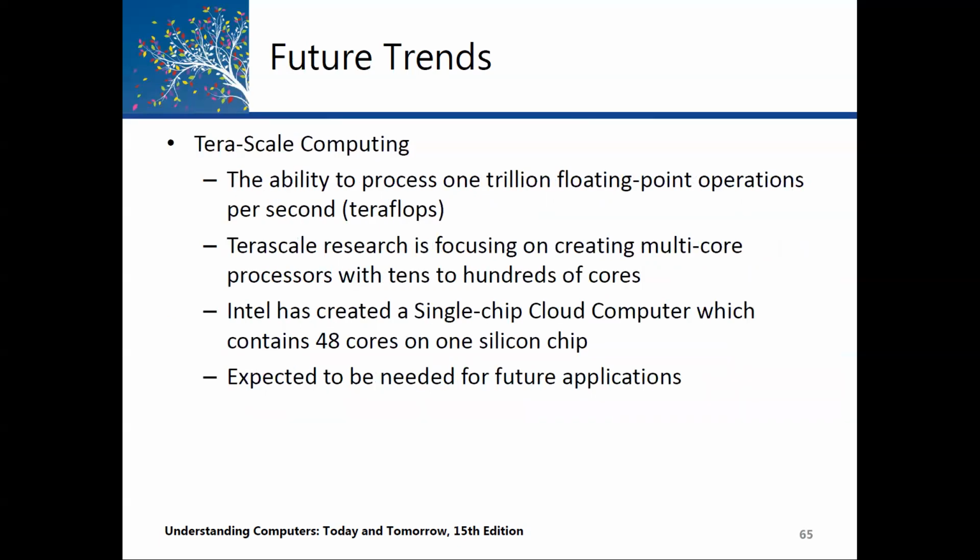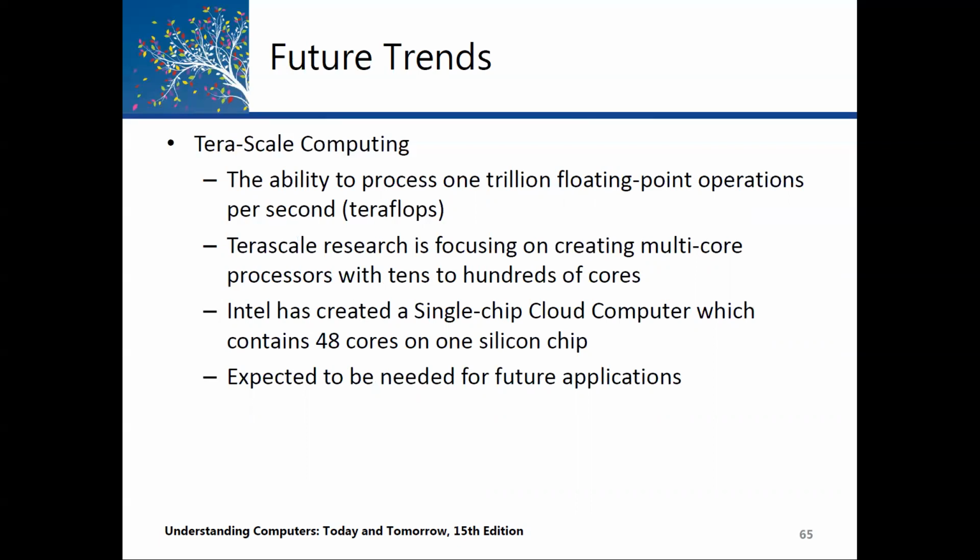Terascale computing, again a future trend, is the ability to process 1 trillion floating point operations per second. We also refer to it as teraflops. Teraflops means trillions of floating point instructions per second. So you can imagine the speed of the computer, right? Terascale research is focusing on creating multi-core processors with tens to hundreds of cores. Obviously, in order to have trillions of flops per second, we require hundreds of cores to process altogether.